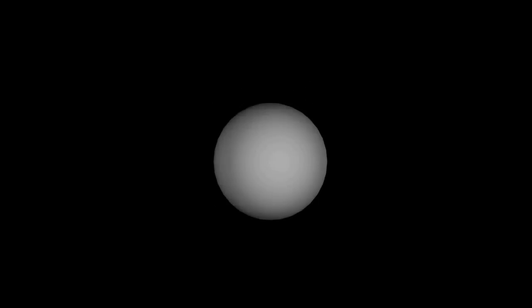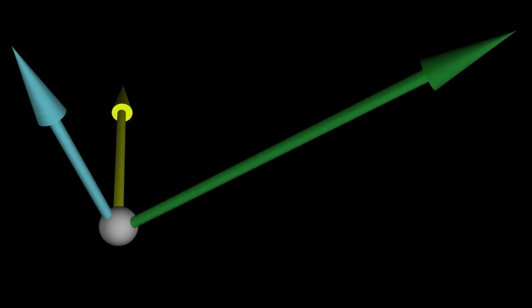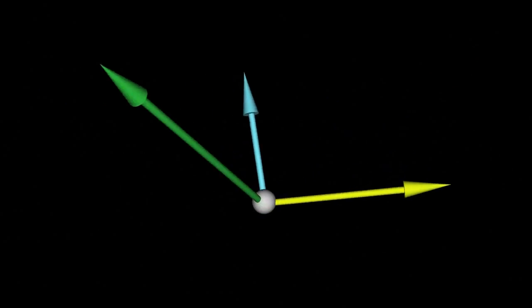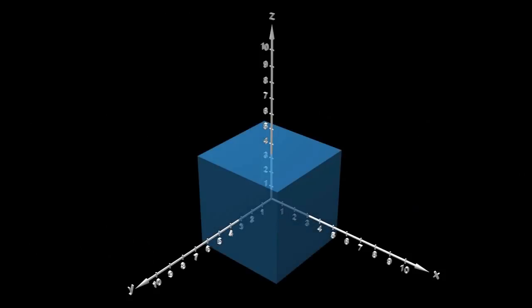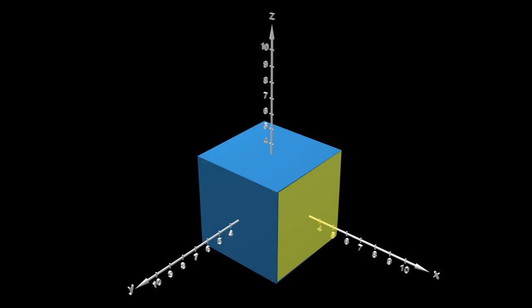Now, what if we have to consider multiple vectors in 3D space acting on a single system? How do we represent that mathematically? That's where tensors come in. Let's superimpose a 3D cube over our Cartesian coordinate system. As you can see, each of the 3 visible faces of the cube now corresponds to each of the major axes of the coordinate system, x, y, and z.